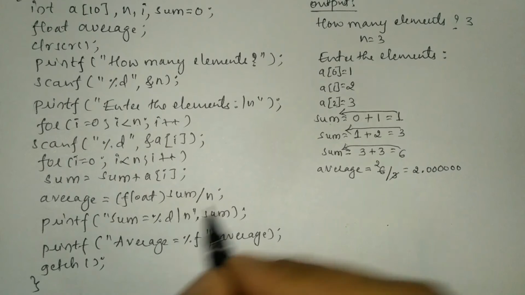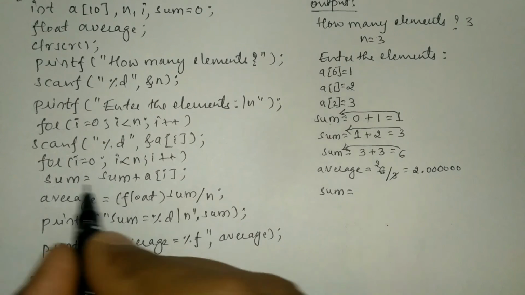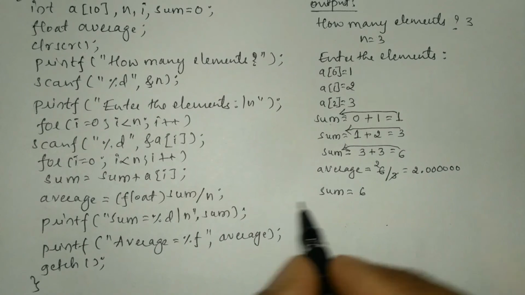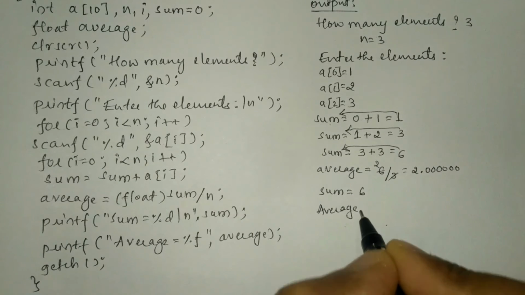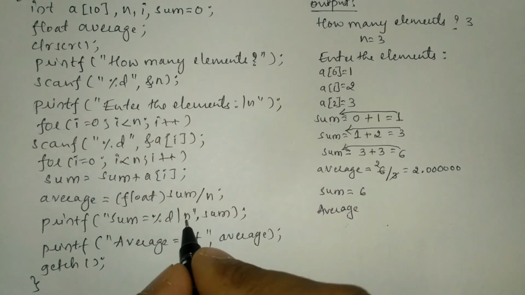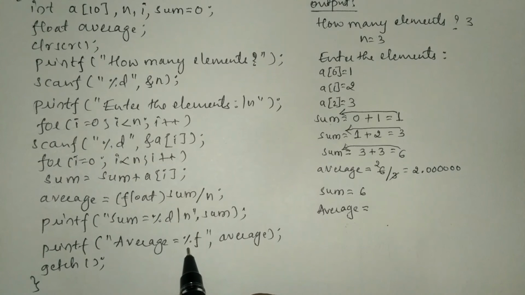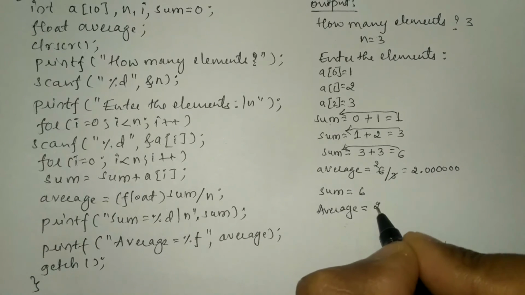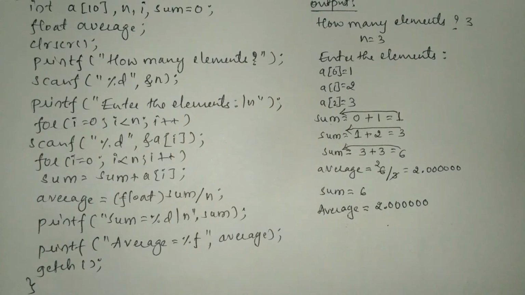Next, it is going to print sum is equal to percentage d associated with sum. So what is the value stored in sum? Sum consisting of 6. So it is going to print sum is equal to 6, and then it is going to print average. So average will come down just because of this backslash n. Okay, that brings the cursor down to the next line. So floating point type of format specifier, and it is going to print the value stored in average. So average is holding what? 2.000000. Now let us compile and run this program.